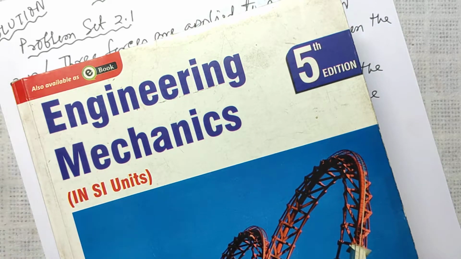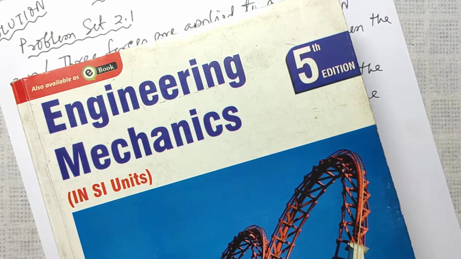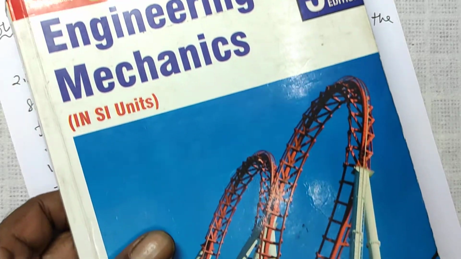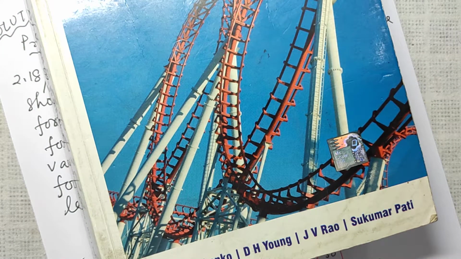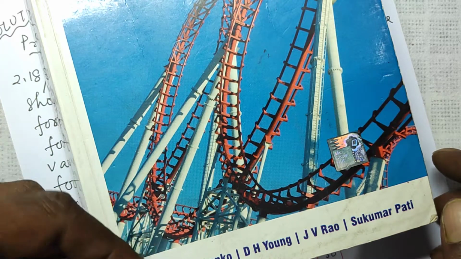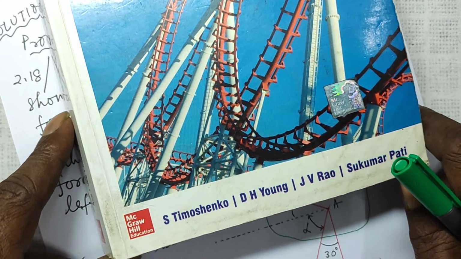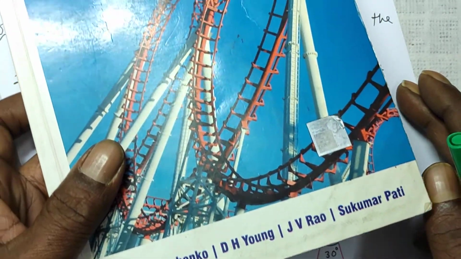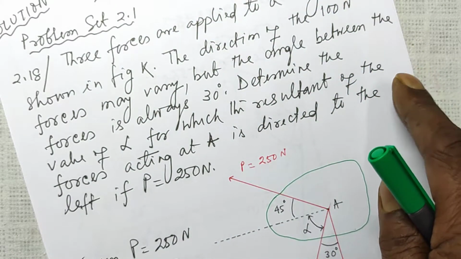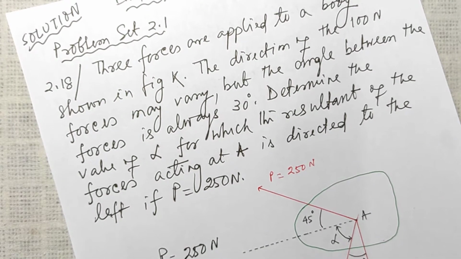Now the last problem of problem set 2.1 of Engineering Mechanics by Professor Timoshenko, Young, Rao and Sukumar Pati. During Timoshenko's time, the engineering field was called the Timoshenko era. Let us go to the problem straight away, and the statement is a very simple one.